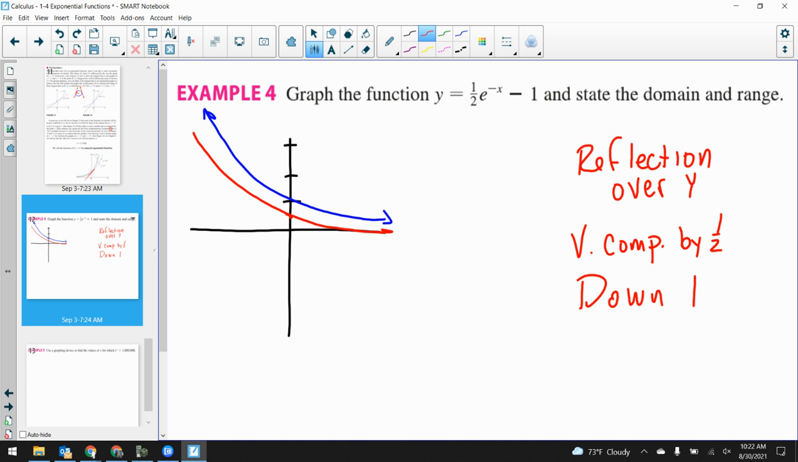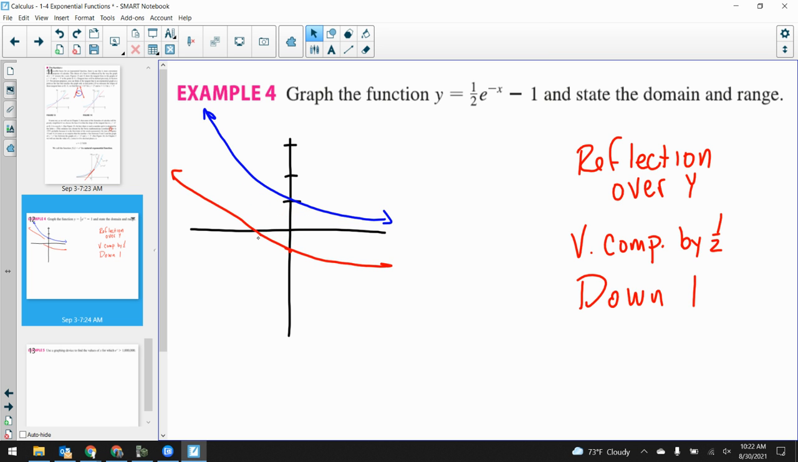It's going to make it even more shallow though. Again, this is a sketch. Ooh, yikes. That's a bad sketch. And then go down 1 unit. So I'm going to take this red line and go, no. Ooh, lost. Sorry, buddy. Lost your arm there.